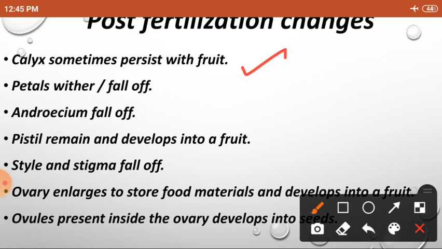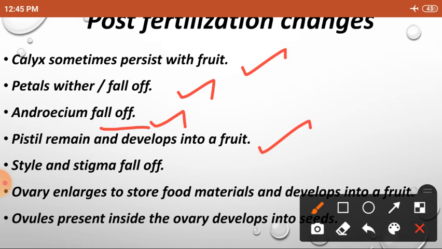What are the changes that occur after fertilization? Sometimes the calyx will be there along with the fruit, and the petals fall off. Androecium will fall down. Androecium means the male part of the flower. After the pollen reaches, only then the fertilization process starts. So the androecium falls off, and the pistil remains and develops into a fruit. The male part of the flower falls off, but we need the female part, because only then does it become a fruit.